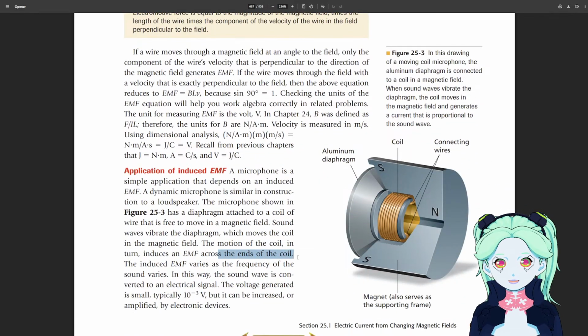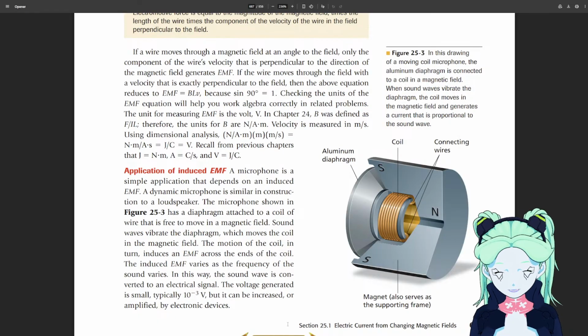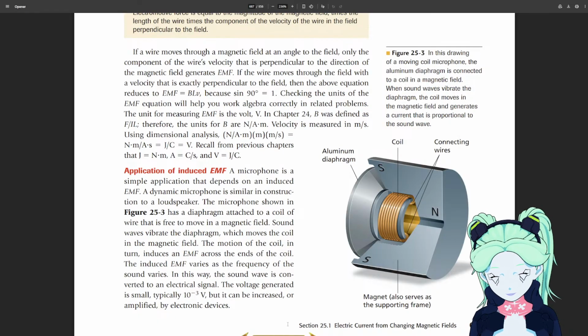Across the ends of the coil. So help me explain induced EMF. How do I visualize induced EMF? I'm having a hard time seeing the coil and what the EMF looks like inside the coil.